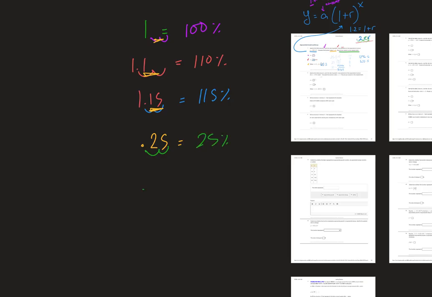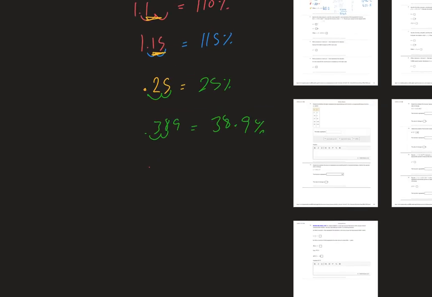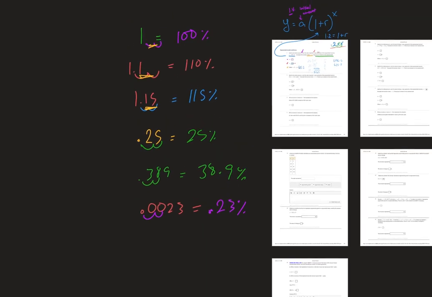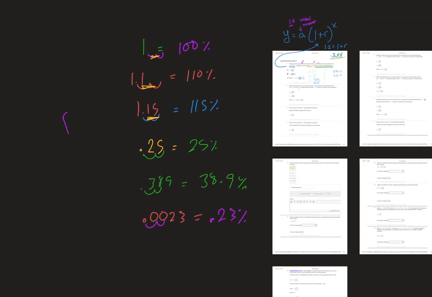If I did 0.389, that is 38.9%. And then it can get a little trickier. What if it's 0.0023? Well, that is 0.23%. You get the idea? So that decimal, each time it moves 2 places. Why? Because percent is literally divide by 100. And that's what happens when you move the decimal 2 places.